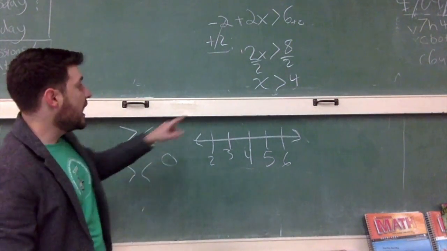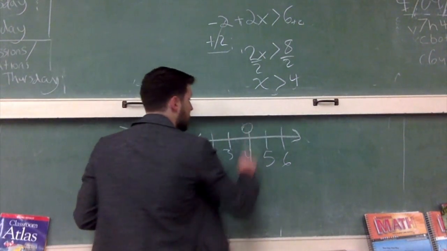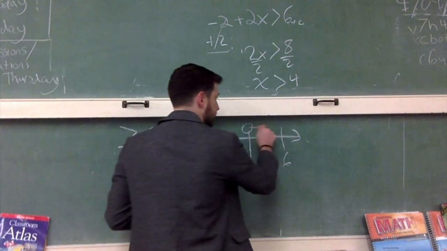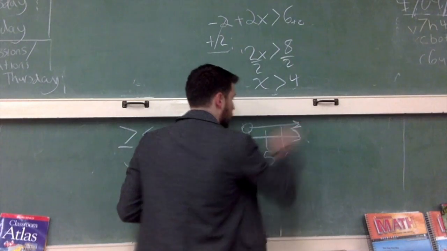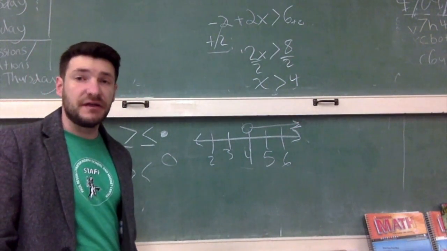So let's start here. x is greater than 4. That means it's an open dot. So we're going to put an open dot at 4. And we're going to put an arrow pointing to everything that's greater than 4. So 5, 6, whatever it may be, we want to put that arrow. And that's our final answer for graphing this inequality.